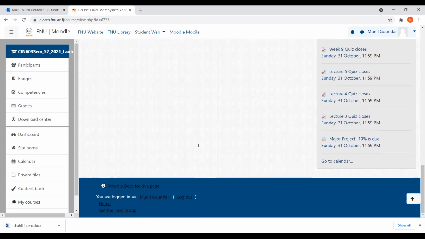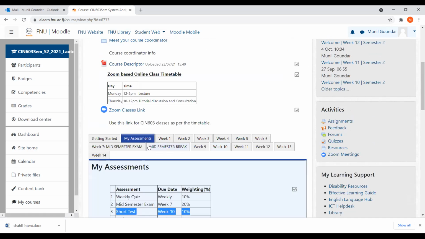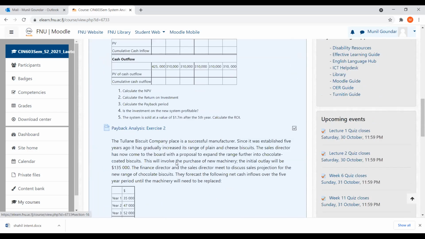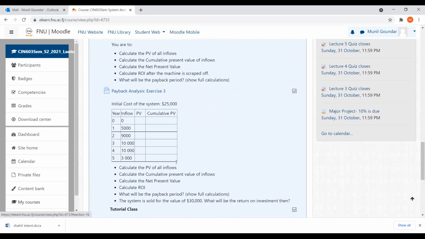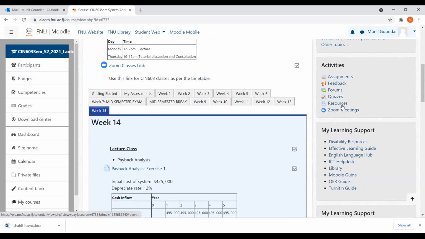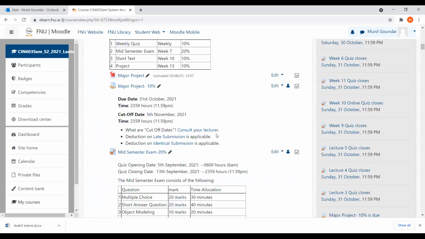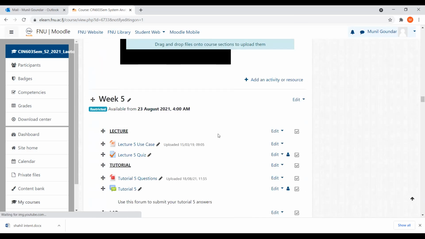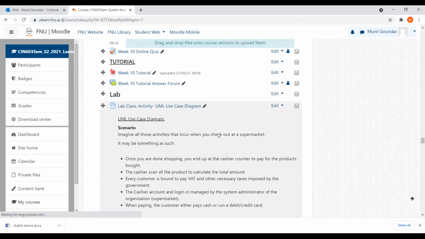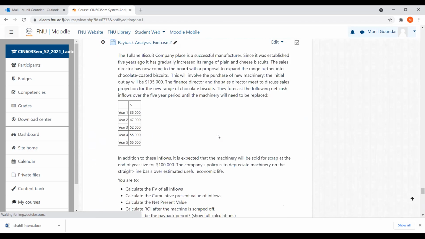Now, without further delay, are there any questions or any queries from anyone before we head off and try to work on payback analysis exercise 3? Any questions, any queries from anyone? Nope. Okay. If no questions or no queries, let's go and work on this.